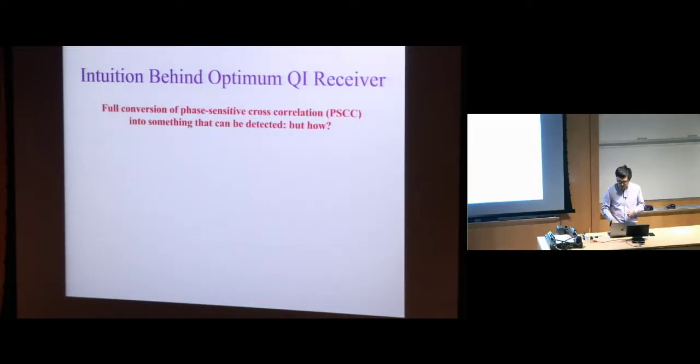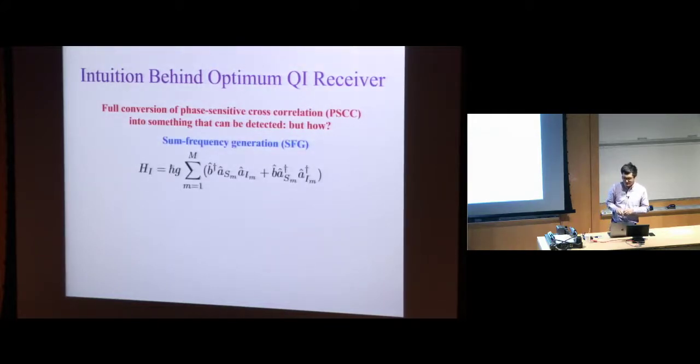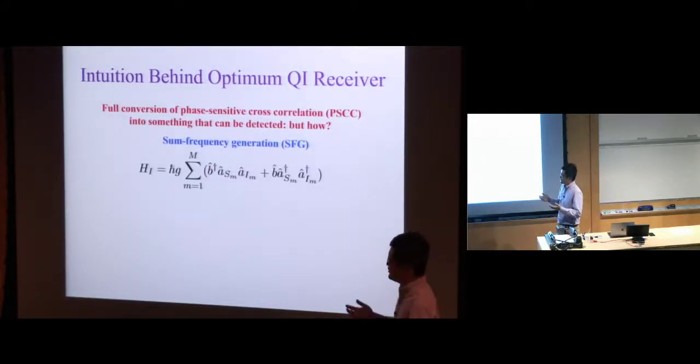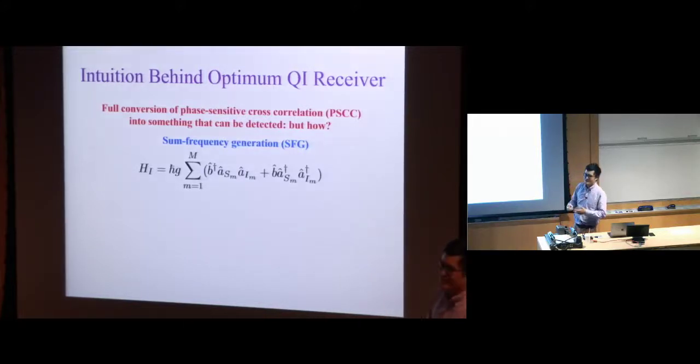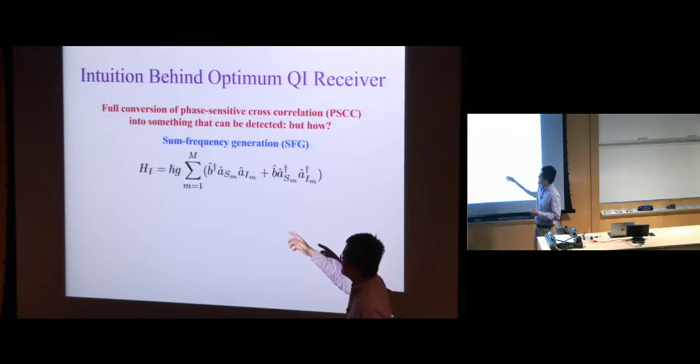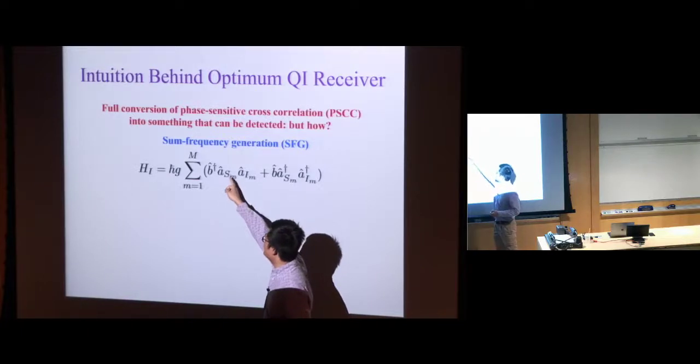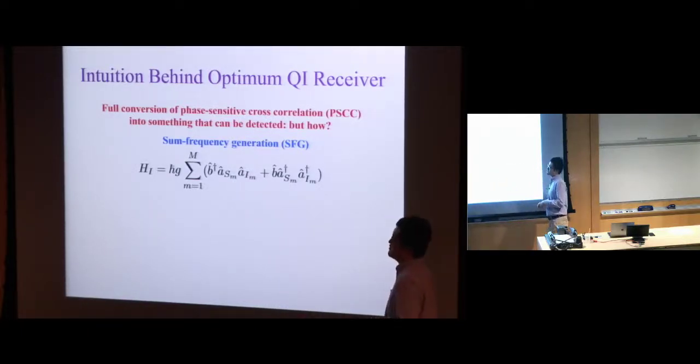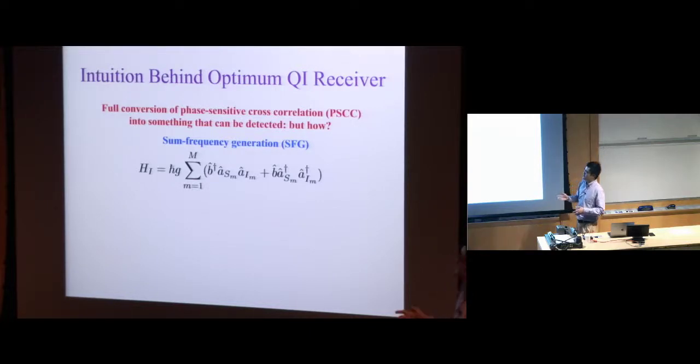First, like all other work, it's a very typical scientific discovery process. We just came up with a hypothesis, which was just a Hamiltonian. If you look at this Hamiltonian, it describes the interaction between three modes. B is an ancillary mode, and A_S and A_I are the signal and your local reference mode. If you look closely, this is a sum frequency generation Hamiltonian. So why would we come up with this Hamiltonian?